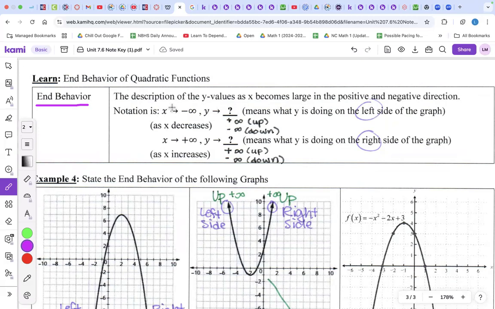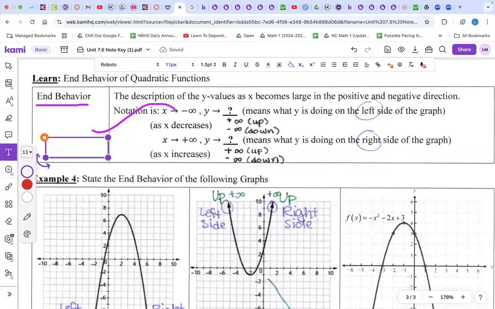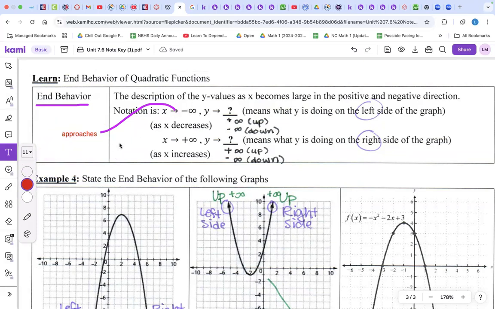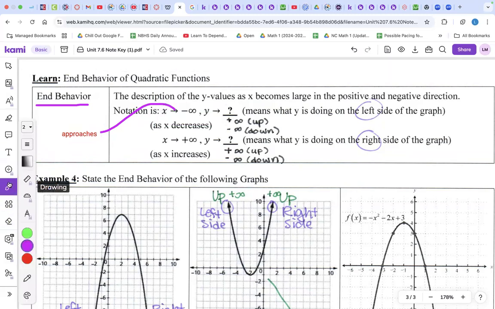This arrow means approaches. I'm going to draw my line, and I'm going to type it because my writing is messy when I try to write on this. All right, so it's approaches. That arrow means approaches. So x approaches negative infinity.